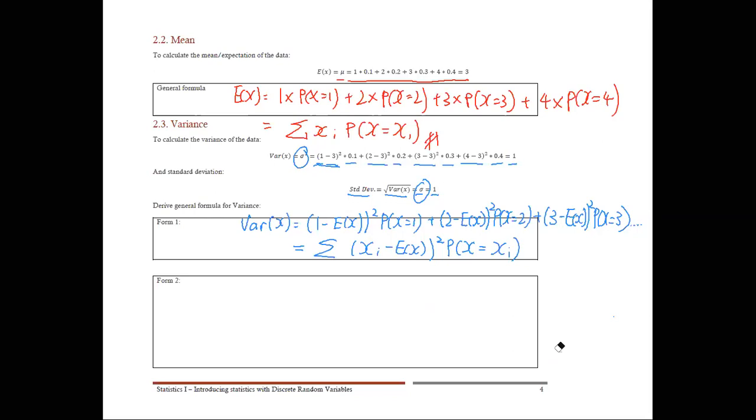We can choose to use this, or there's another equation that we can use. So we can derive the second equation. From what we have done, from here we'll continue the derivation. What I'm going to do is expand the bracket. So it'll be xi squared minus 2 xi expectation plus expectation squared, times P(X=xi).